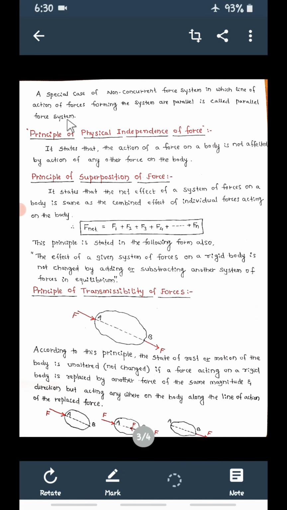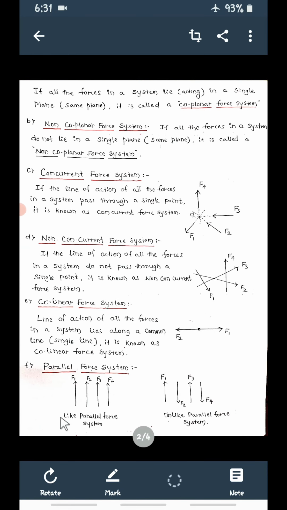Okay, so the same thing, this is nothing but a non-concurrent force system. See, if you consider, the line of action will be different, they are not going to pass through a single point. So it is an example of a non-concurrent force system and it is a parallel force system. It is like parallel and it is unlike parallel force system.